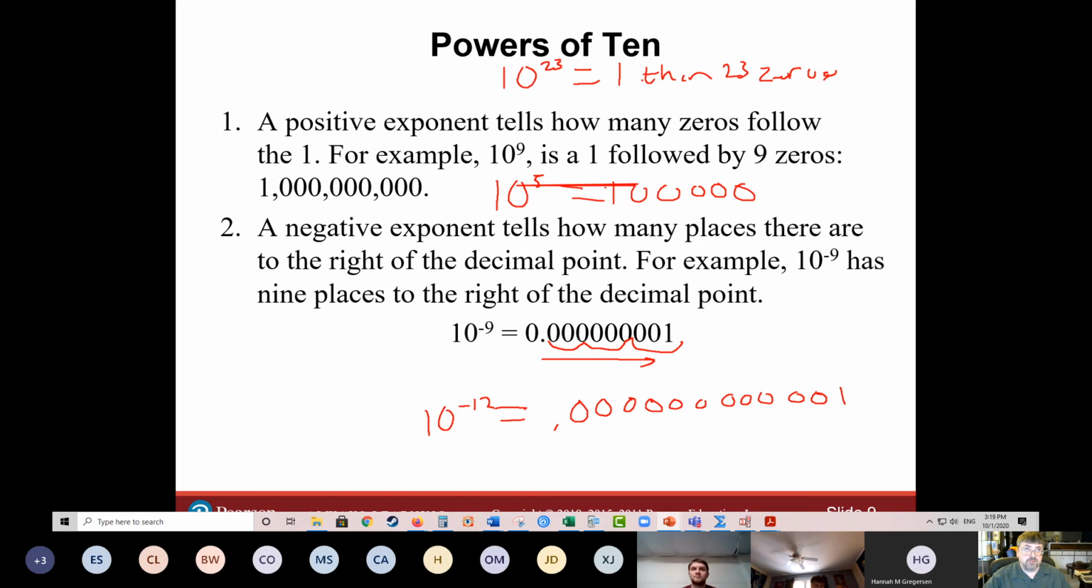When we're dealing with really large and really small numbers, these become kind of hard to work with once we get to 12, 15, 20, 23 zeros. Your calculator doesn't like it very much either. And that's when we go to scientific notation, which is what we're going to talk about on Tuesday.